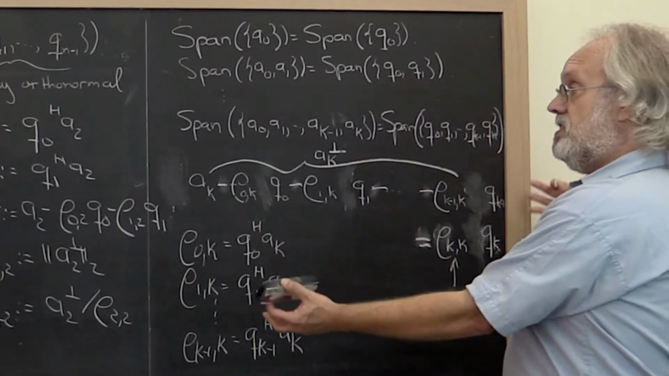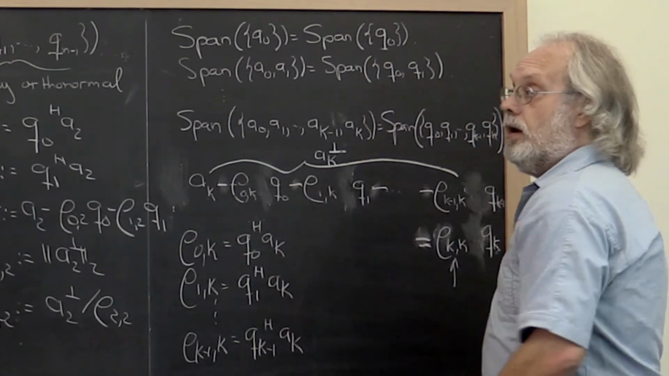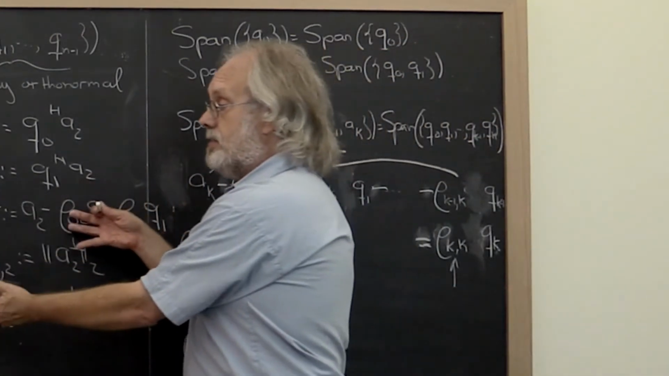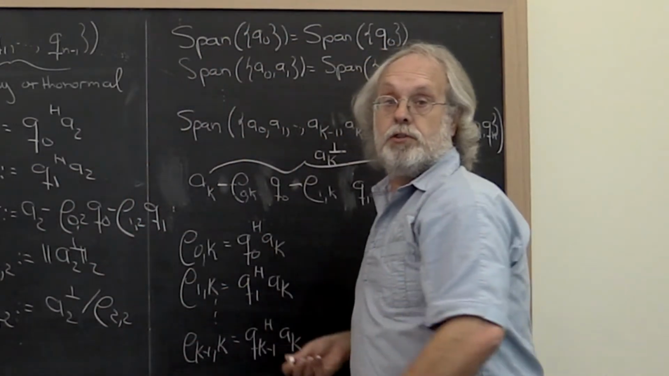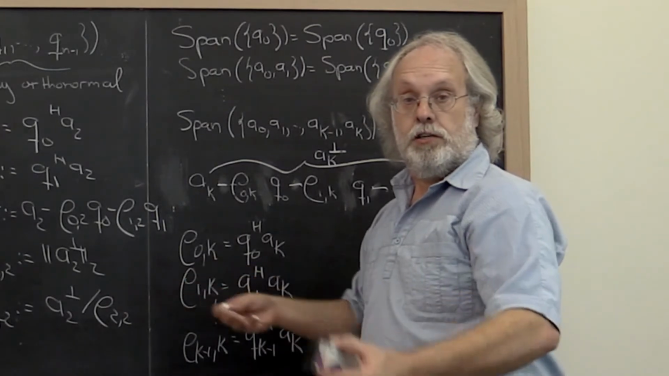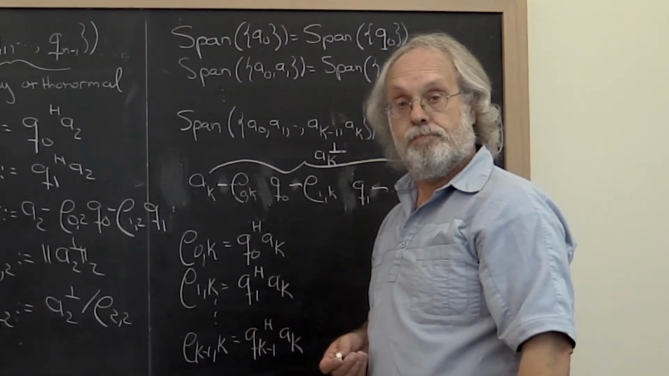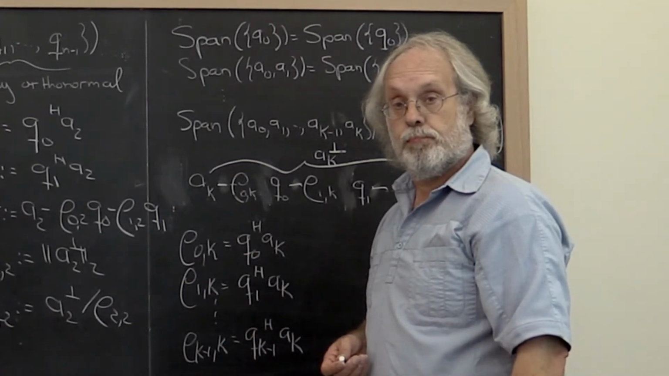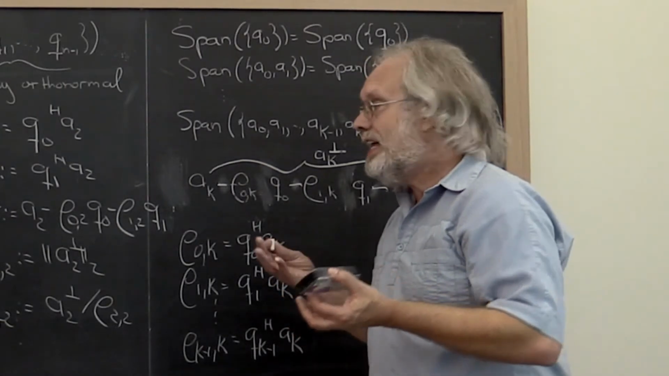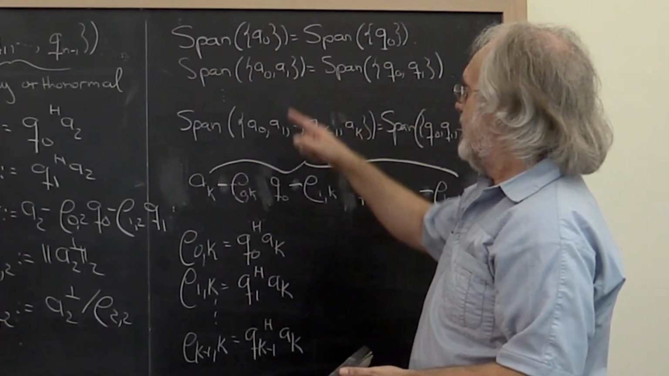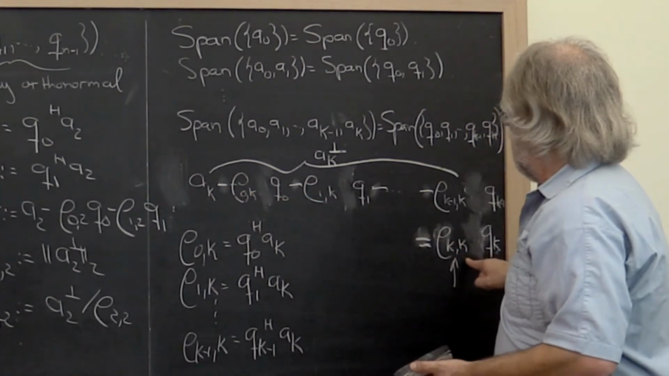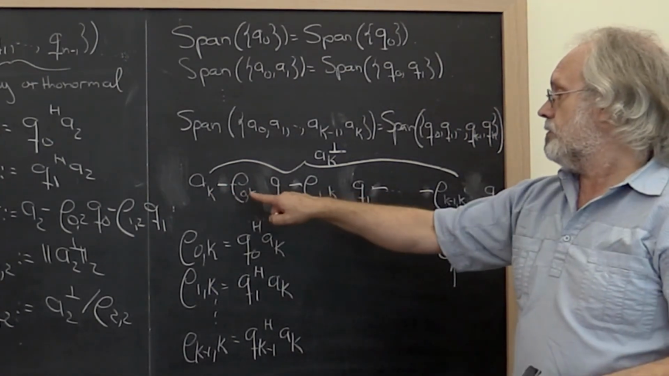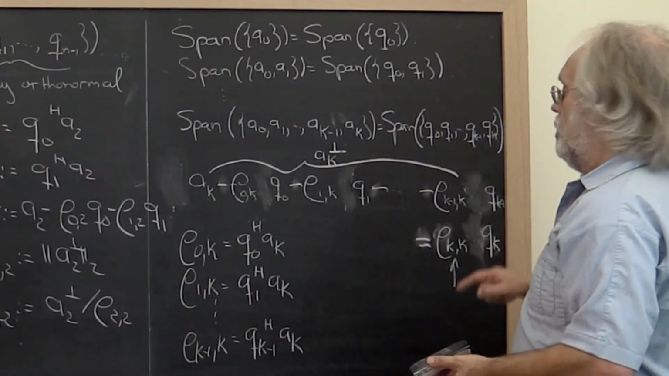So this is an alternative way of arriving at the exact same algorithm that we know as the Gram Schmidt orthogonalization process or method. And what it really captures is the fact that ak can be written as a linear combination of vectors q0 through qk.